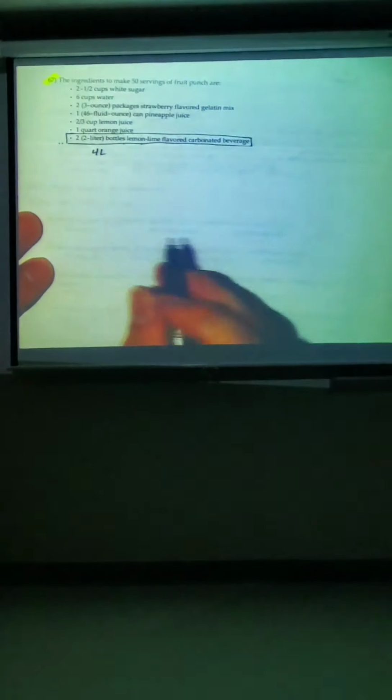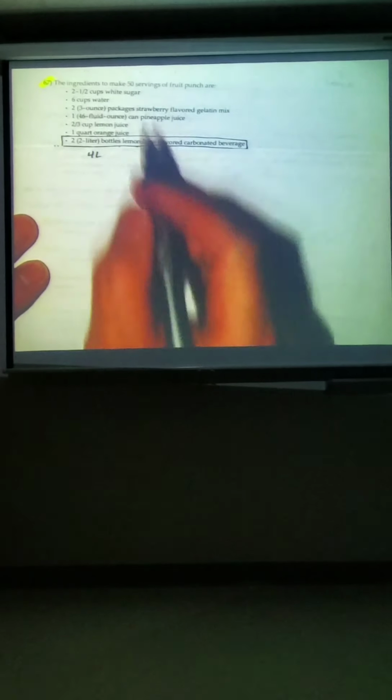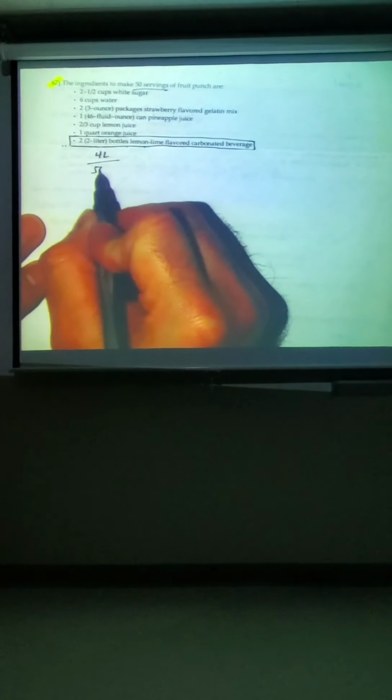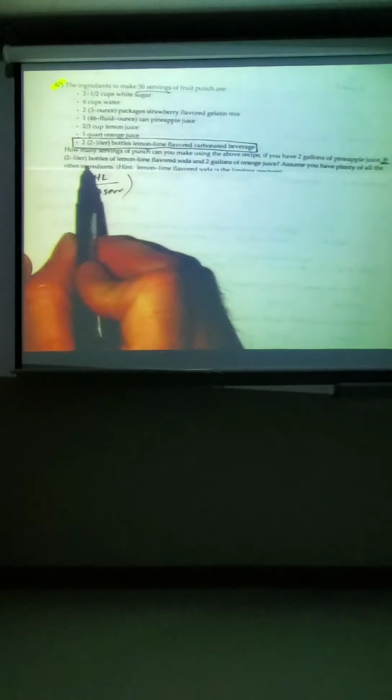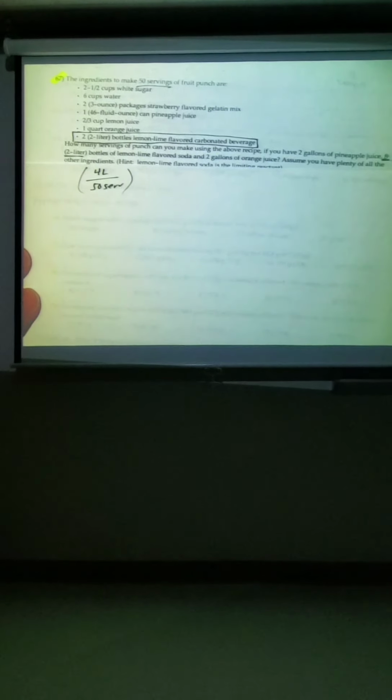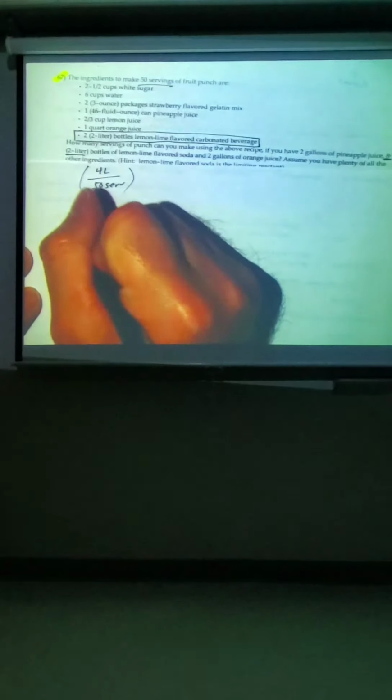So when we do this, we need to know that 2 times 2 is 4. So that's 4 liters. So we need 4 liters, 2 times 2 liter bottles, per 50 servings. So there's our conversion: 4 liters of soda per 50 servings of fruit punch. They're saying what happens in our situation when we have 8 2-liter bottles. So 8 2-liter bottles would be 16 liters. So we take 16 liters.